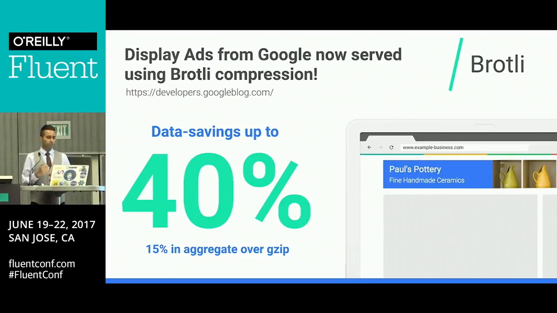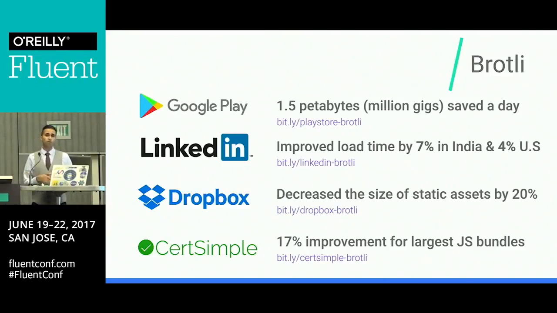Compared to good old gzip file compression, Brotli is generally able to save an additional 20 to 25%, and it achieves that by making use of a dictionary that includes lots of common words and syllables across a number of different languages. And it's not just our display ads team that have found benefits of using Brotli. Across the industry, Google Play are now saving 1.5 petabytes of data every single day using Brotli. We're also seeing LinkedIn, Dropbox, and other companies start to see benefits of employing Brotli support.